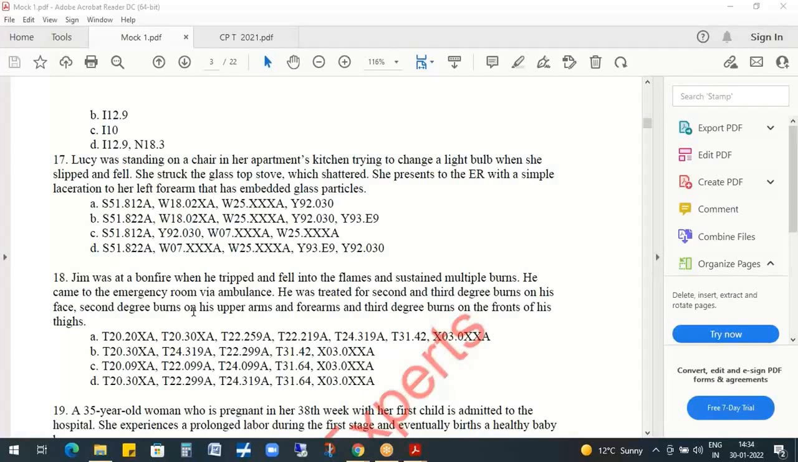See, you can go with the external cause. Then where did it happen? Glass particles, kitchen, apartment kitchen, the location. Like that you can check. Do I need to check the codes? Yes, sir. I'll check. Sir, are the codes 822 or 812? 822. 812, sir.